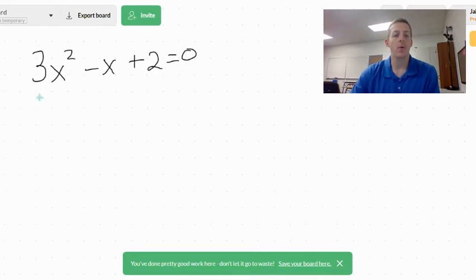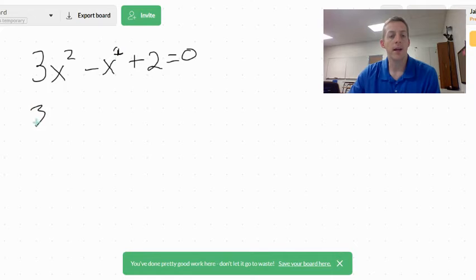Something you'll need to know is that in this equation, 3x squared minus x plus 2, that is the smallest it can go. We cannot combine any of these terms any further because this x squared cannot be subtracted by this x raised to the first power.